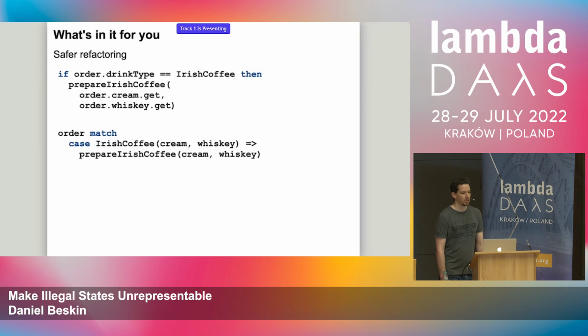If you try to move the call to prepare Irish coffee, the code will fail to compile because it will no longer have the references to the right information that it needs. And another refactoring is if you add something, for example, again, the compiler will verify that you matched all the various types, all the various cases that you have, and will enforce again that you don't forget anything.